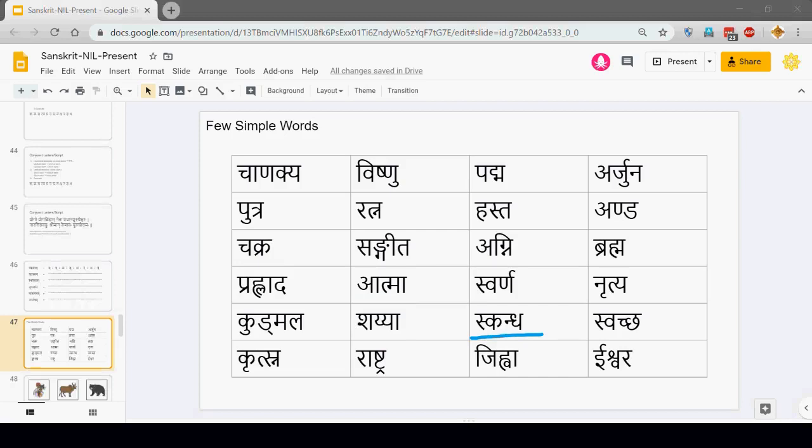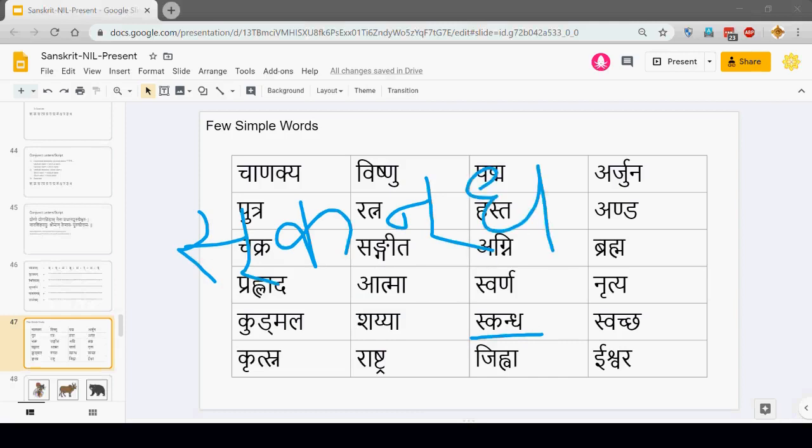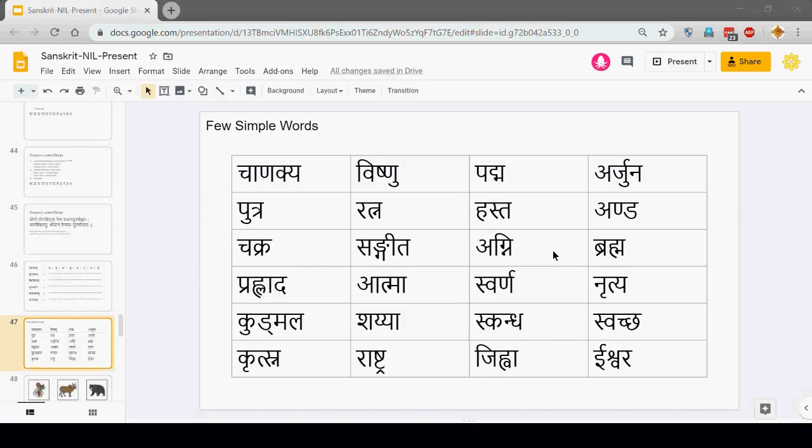Skandha. Yes. These are two conjunct letters. Sa, ska. This is ka, and there is half na. Reading from left to right, a consonant comes first without any vowel. Skan. And there is dha. Skandha means shoulder. Okay, then next one.